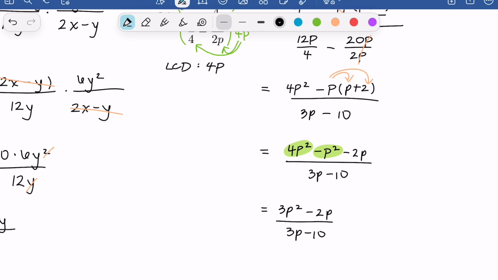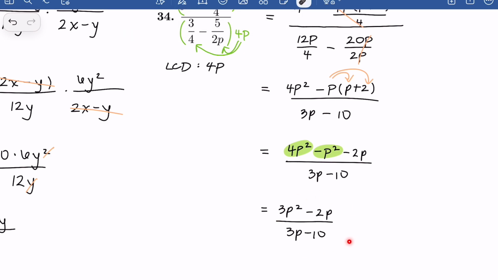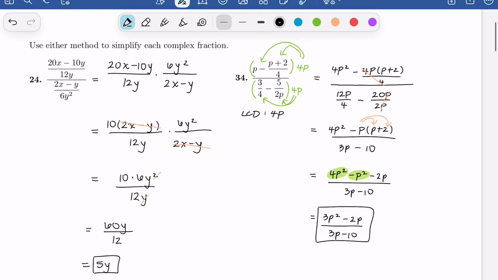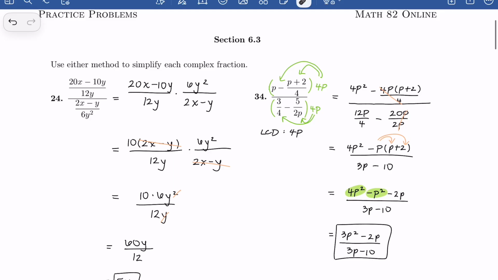Now this is actually going to be our final answer. We can't factor anything any further. We can't pull anything out of these guys. We could pull a p out. These do share a common factor of p, but pulling that out isn't going to allow us to cancel with anything in the denominator. So this is as far as we're going to go. This would be our final answer when we simplified our original complex fraction.